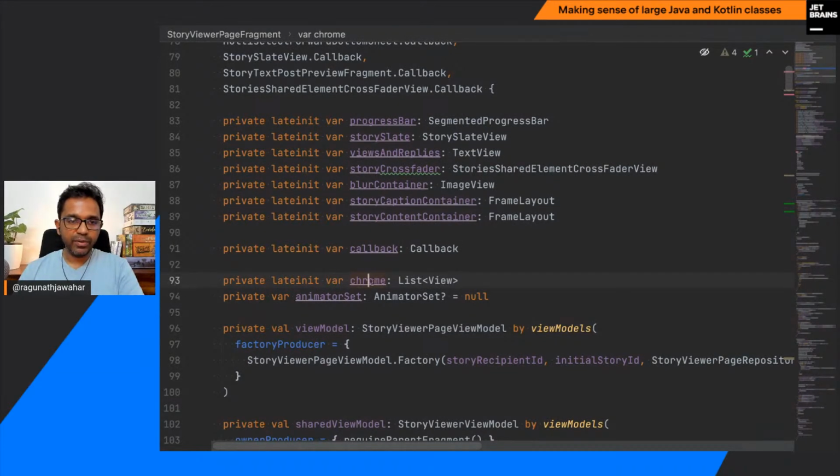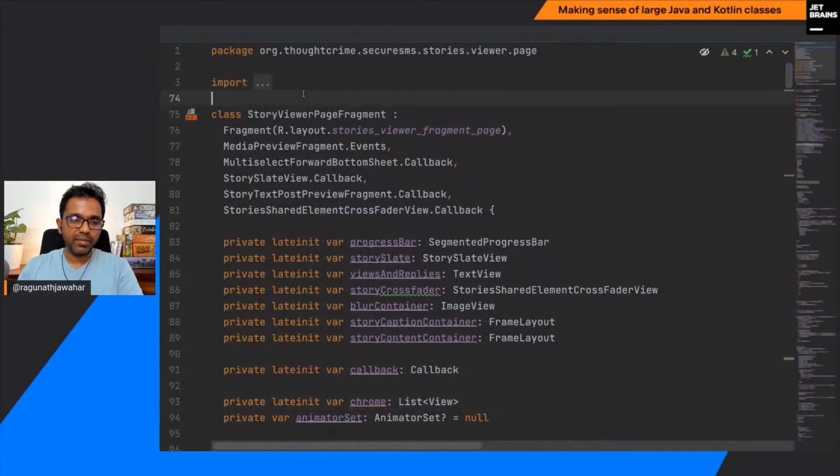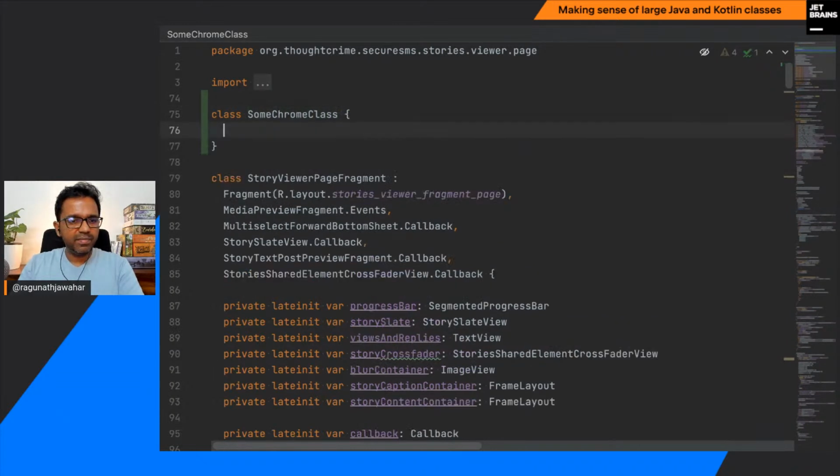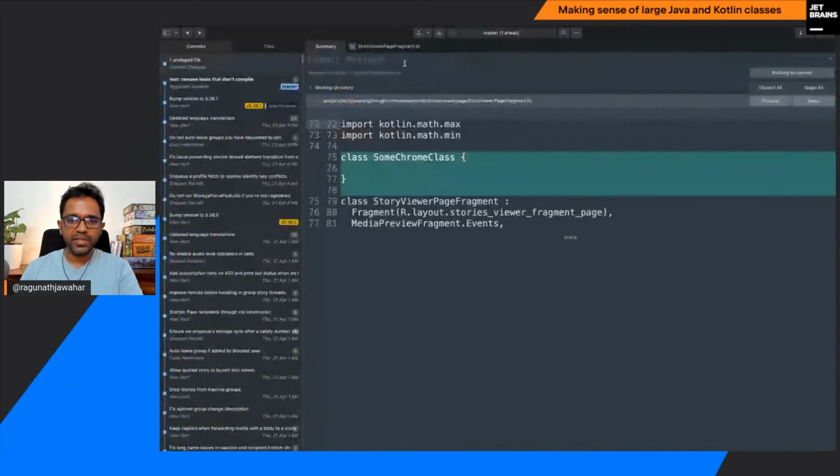So the first thing I'm going to do is create a new class, right? I'm going to call it some Chrome class. That's what I'm going to create, and once I do that, I'm just going to commit it immediately, right? So I'm just going to say refactor, and then I do a double bang, because this is something that I've manually edited, right? Since I'm editing the class on my own, I just want to do a double bang here.